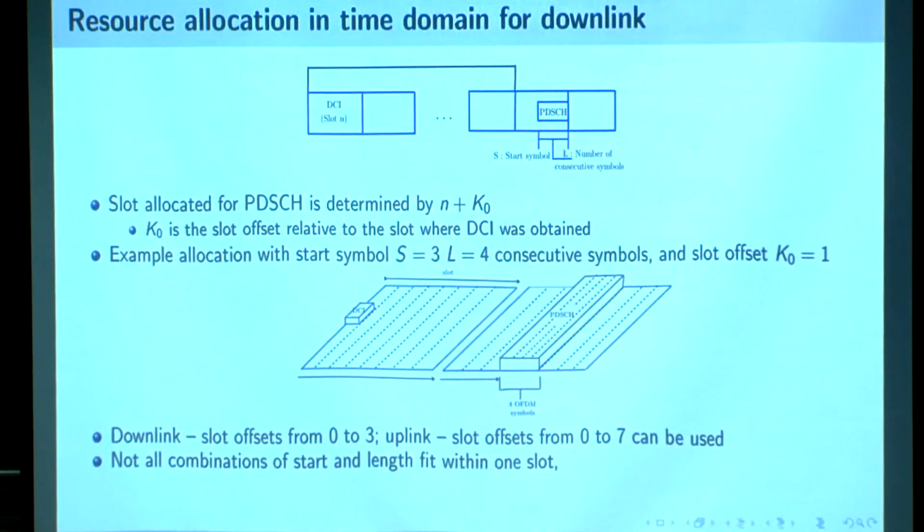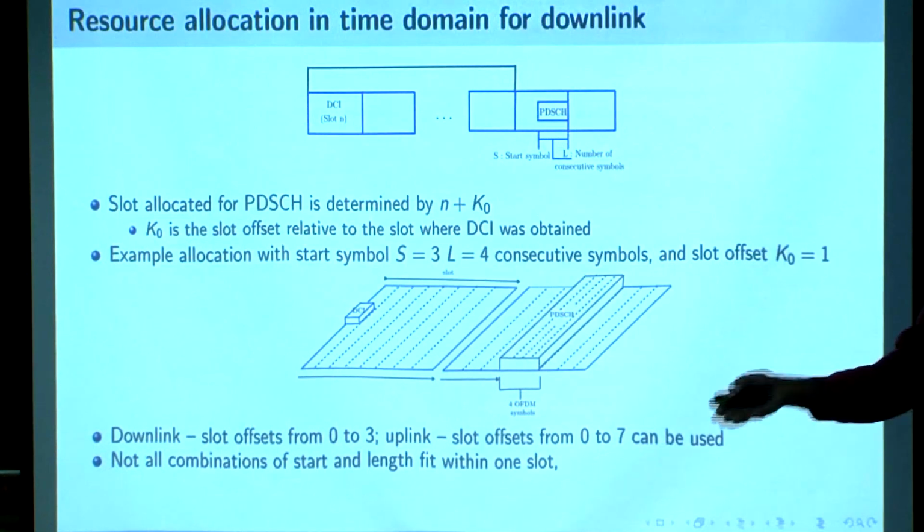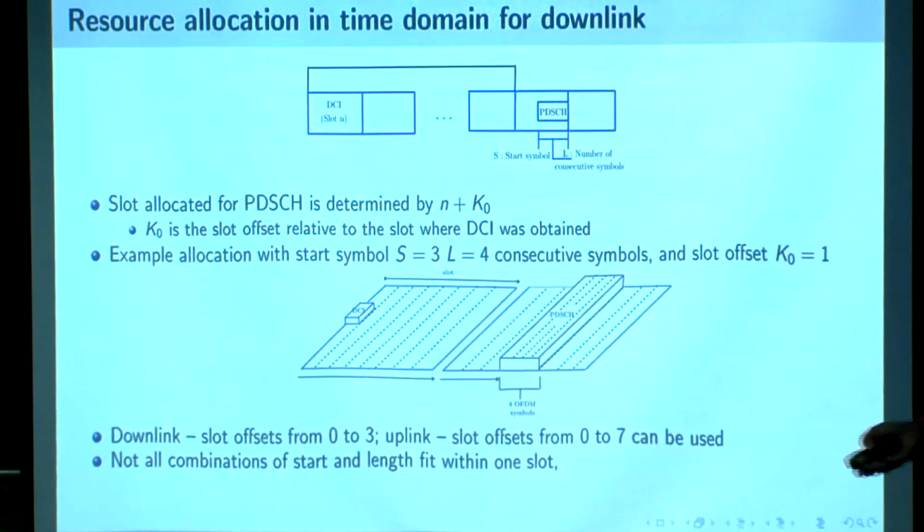What are we saying here? If it indicates that data is beginning here, the data has to end in the same slot. It cannot spill over to the next slot. That's the limitation, and it puts certain limitations on what S can be and what L can be. You cannot begin at S equal to 12 and say that L will go on for 4, because a slot is only 14 symbols. That's common sense.